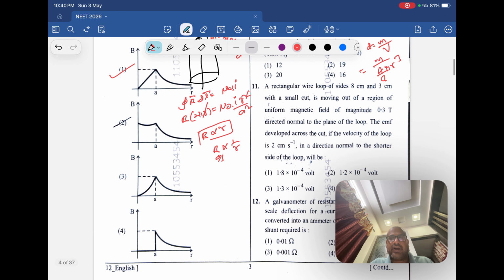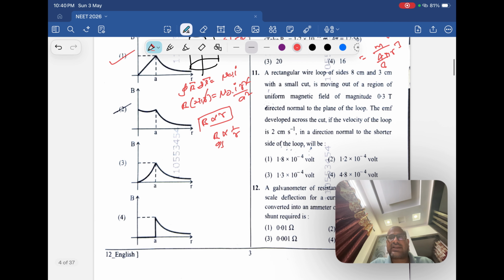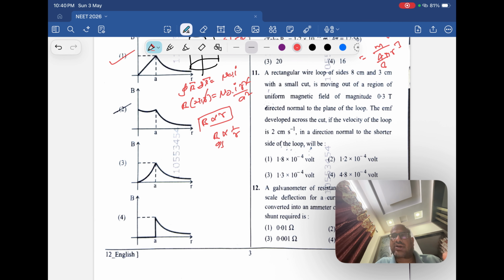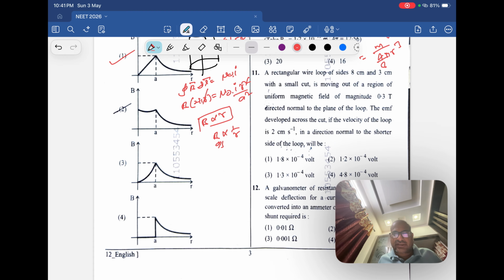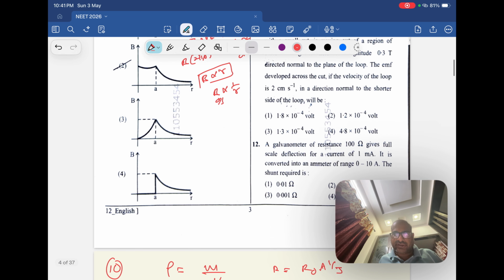11th question. A rectangular wire loop of sides 8 cm and 3 cm with a small cut is moving out of a region of uniform magnetic field of strength 0.3 Tesla, normal to the plane of the loop. Okay, for example, if you take this mobile as a loop, this is length and this is breadth. So it's going in a magnetic field like this. Okay, the magnetic field is perpendicular like this. Fine. Yeah. So the EMF developed across the cut, if the velocity of the loop is this much in a direction normal to the shorter side of the loop.